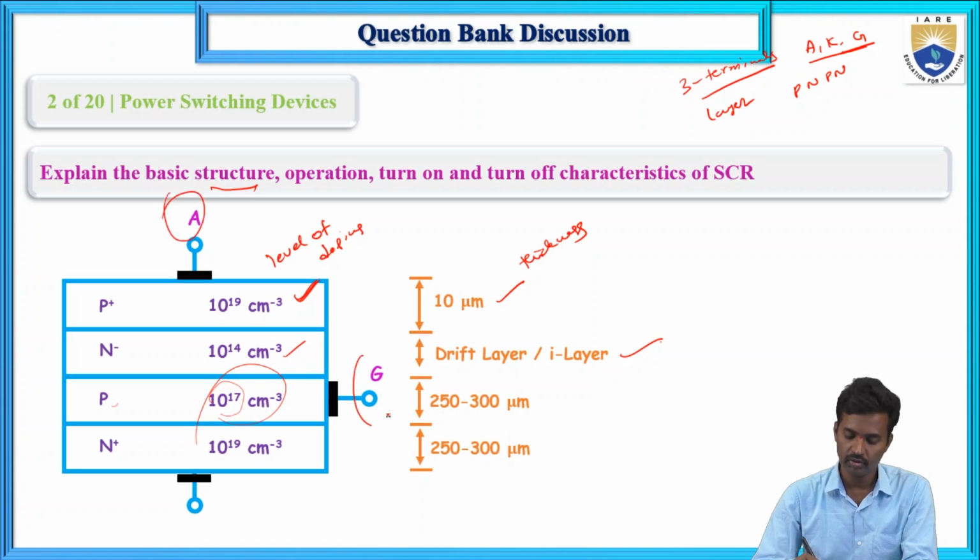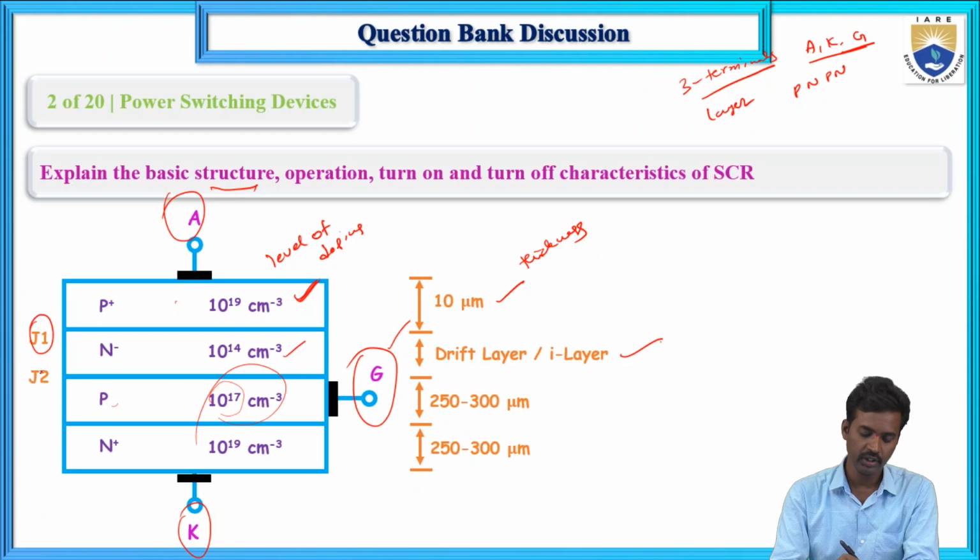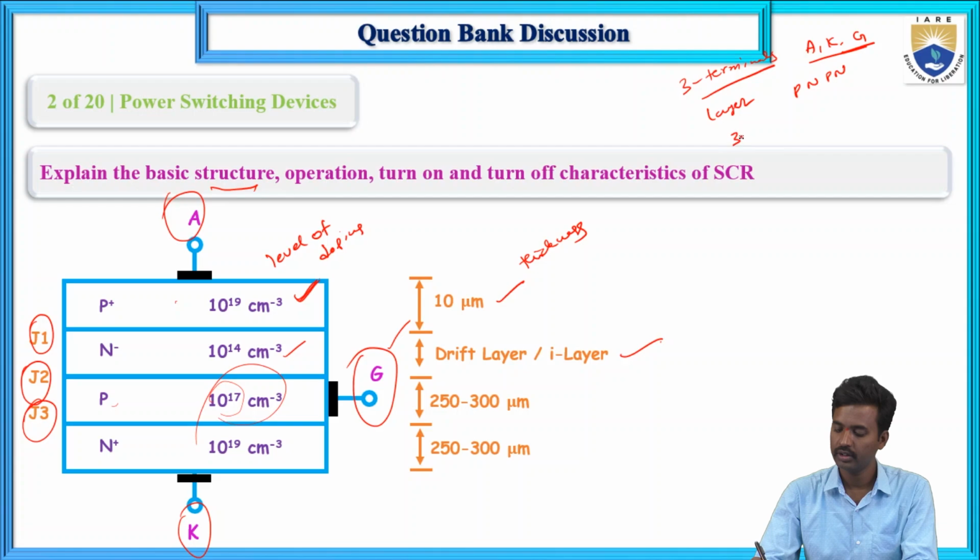This is the anode, this is the cathode, and this one is the gate. The anode is connected to the P plus layer, the N plus layer is connected to the cathode, and the gate is connected to the P layer. Operation we have already studied. Here this is the J1 junction, J2 junction, and J3 junction. So 3 junctions, 4 layers.